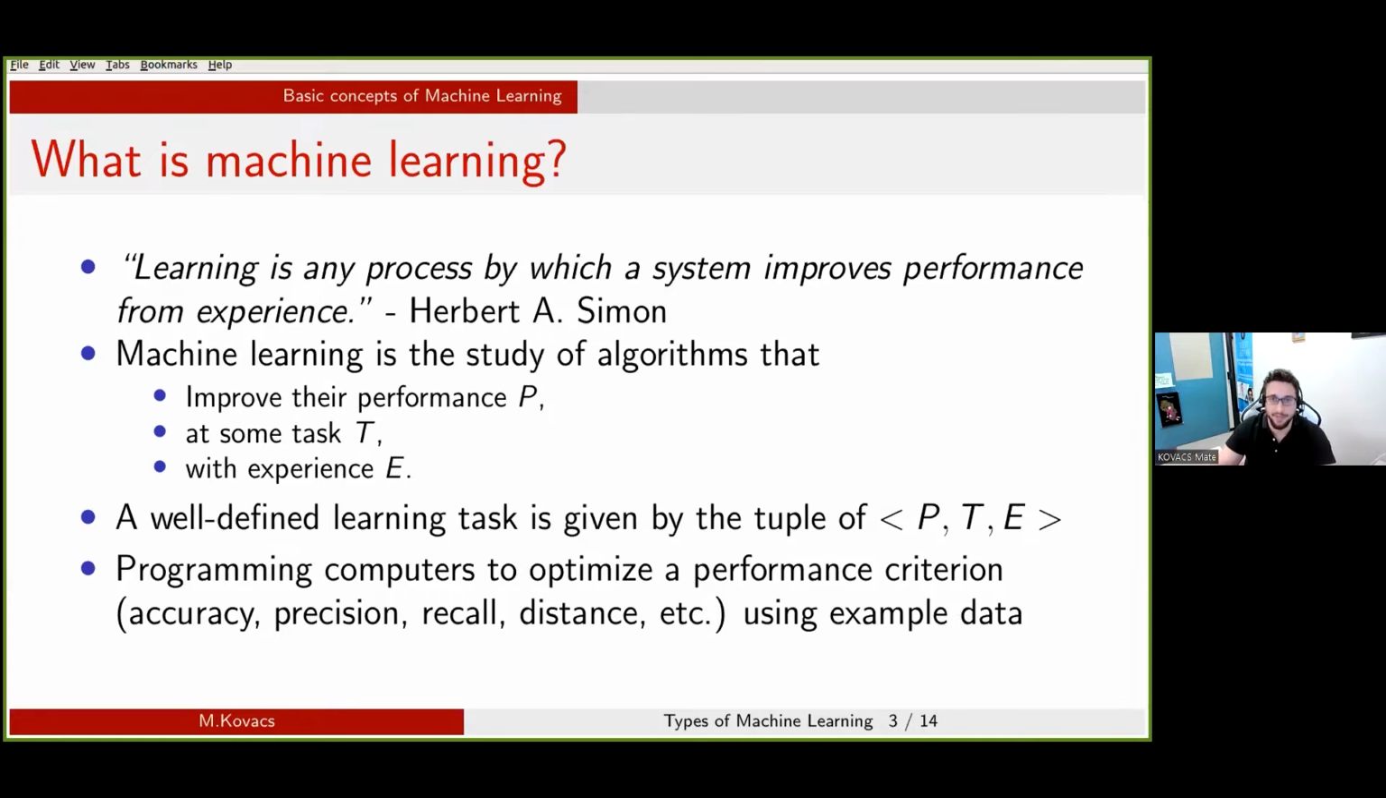And practically speaking, it means that we try to program computers to optimize a certain performance criterion using historical example data. Most machine learning algorithms use example data to learn from already existing samples, to be able to infer future and unseen data points.